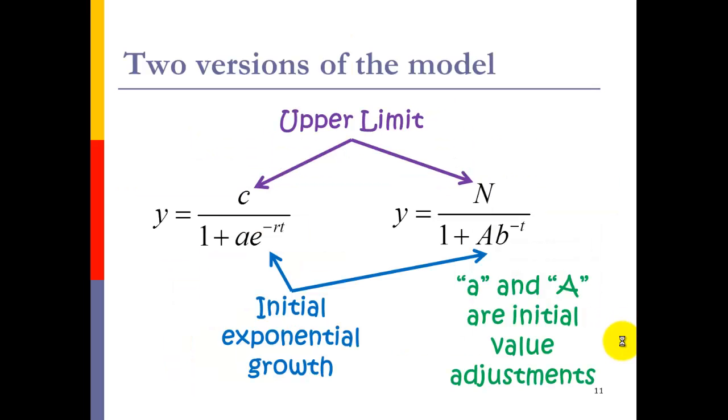Okay, so let's look at two versions of this model. The first version uses the exponential base e, and the other model has an exponential with any base that you want. Just like we have different versions of the exponential function, we can do this for our logistics because the denominator has a part that's exponential. And of course, on the top, our upper limit, the ceiling of the logistics curve, applies in both cases, whether you call it a letter C or a letter N, it does not matter. It's all about what the upper limit of our logistics curve is.